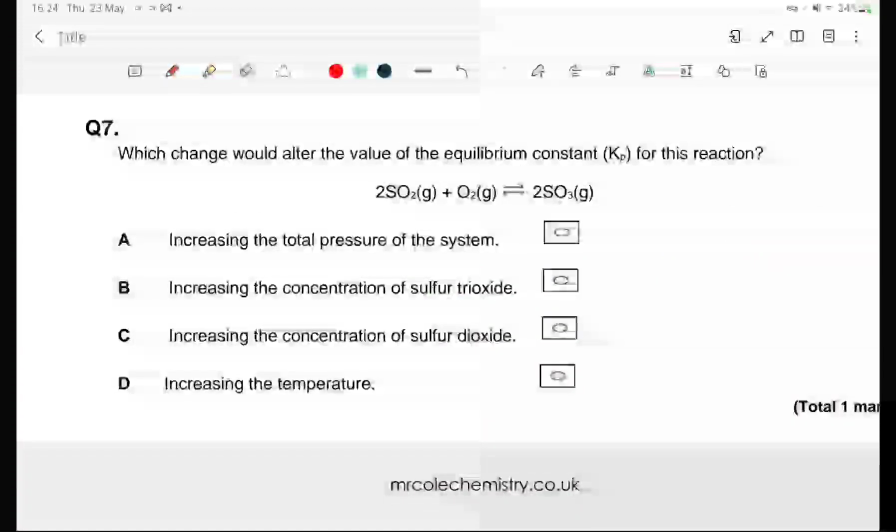Okay, so question 7 wants you to work out what thing is going to affect the equilibrium constant for this reaction. And of course, the fact that you have to know is that Kp is only affected by temperature. So A, increasing the total pressure, nope, not going to affect it. B, increasing the concentration, not going to affect it. C, increasing the concentration, not going to affect it. The only answer that can be correct is D, because that is changing the temperature.